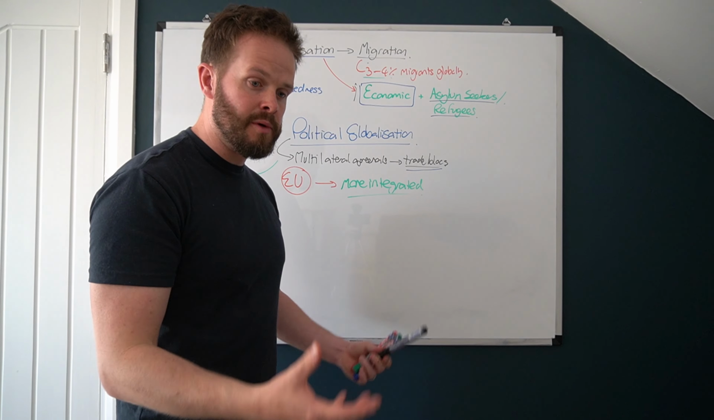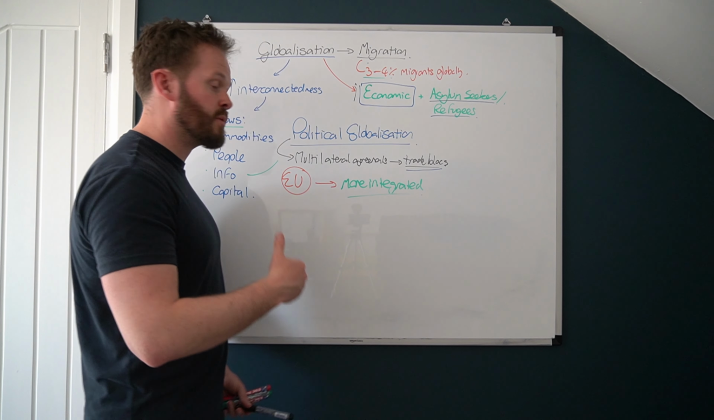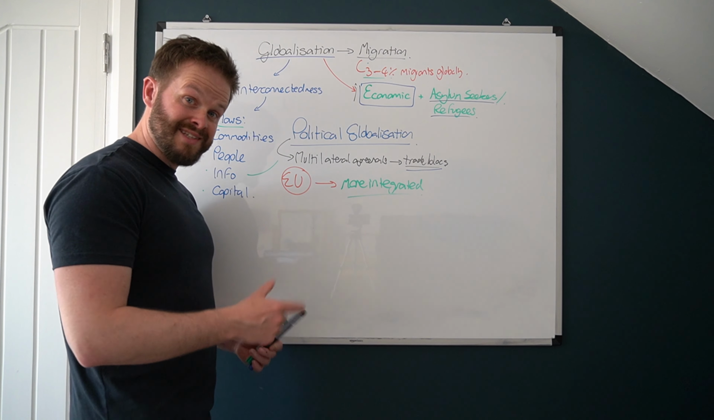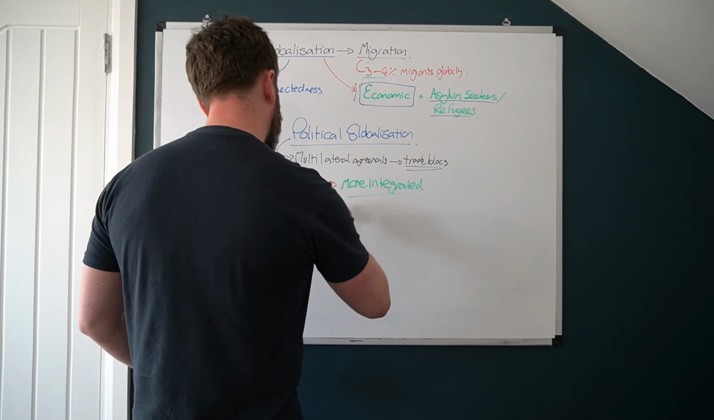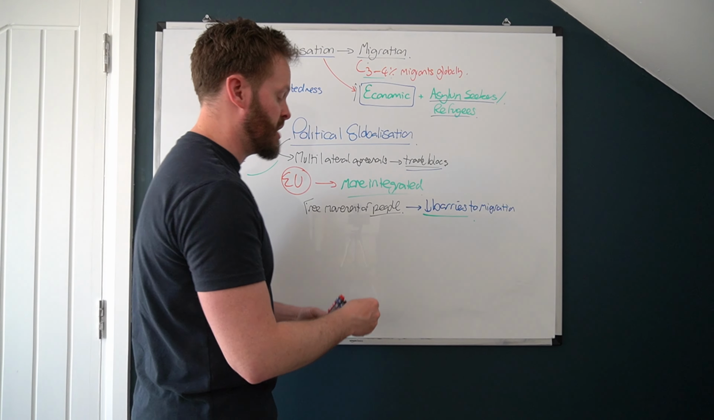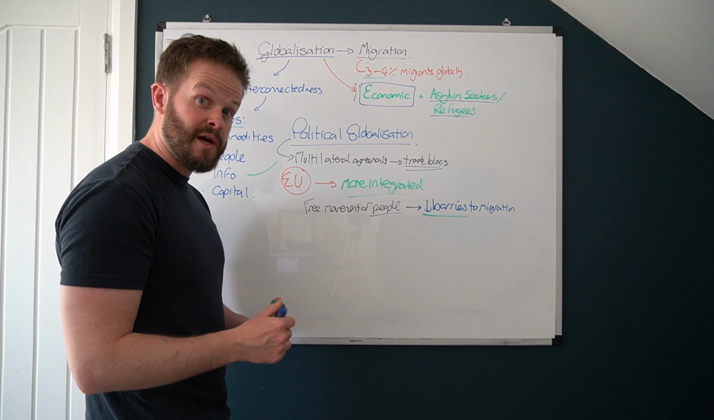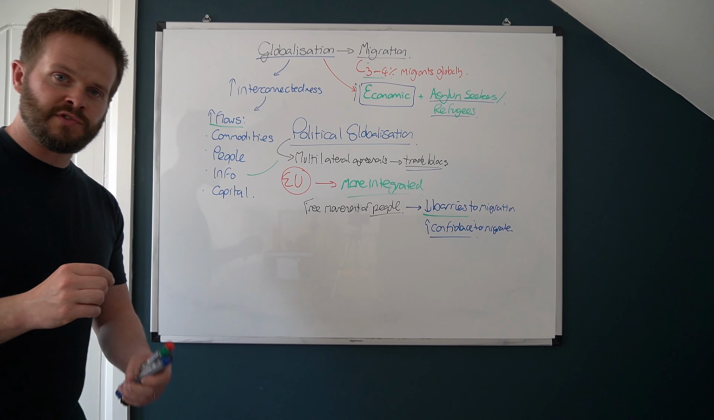As well as being a common market, as well as being an economic union, they're also a social union as well. What they have allowed for is the free movement of people. Now, with the free movement of people, absolutely crucial phrase with the migration topic, we've decreased those barriers to migration. And when you decrease those barriers to migration, you increase the confidence to migrate.